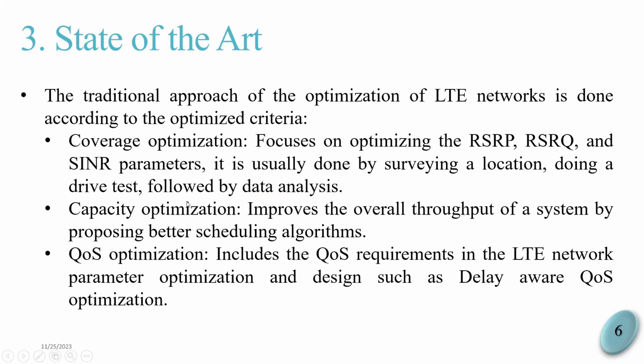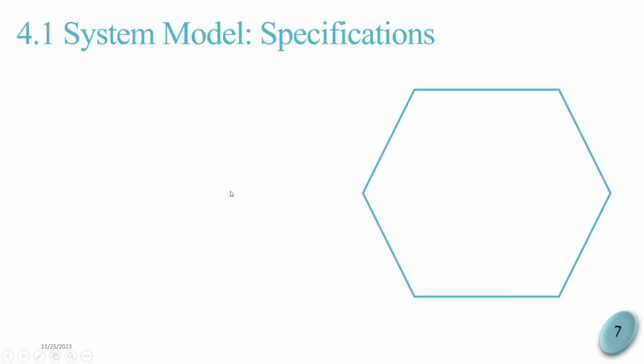Of course, at the end of this procedure, we have some recommendations like increasing the power, tilting the antennas, or other recommendations. For the capacity optimization, for example, we can improve the overall throughput of a system by proposing better scheduling algorithms. As for the quality of service optimization, we take into account the quality of service requirements of some applications within the LTE network parameters as well. For example, taking into account the delay, and this concerns the delay-aware quality of service optimization.